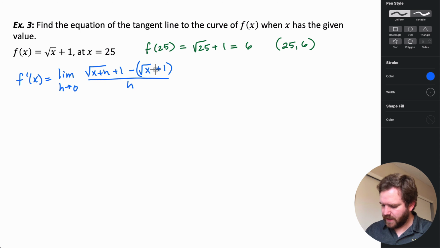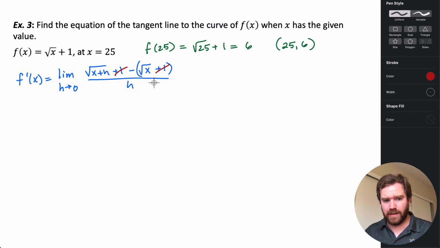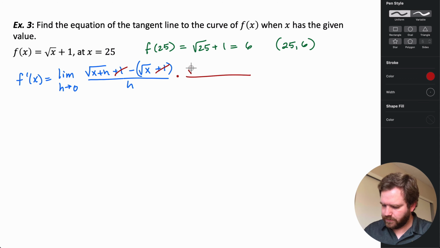Now when I distribute this negative through, the 1 and the negative 1 are going to cancel because they're going to be opposites here. And I'm left with the square root of x plus h minus the square root of x. And if I want to simplify this, I need to rationalize. I need to rationalize by multiplying top and bottom by the conjugate of what I'm left with in my numerator. So I'm going to multiply by the square root of x plus h plus the square root of x on top and bottom.